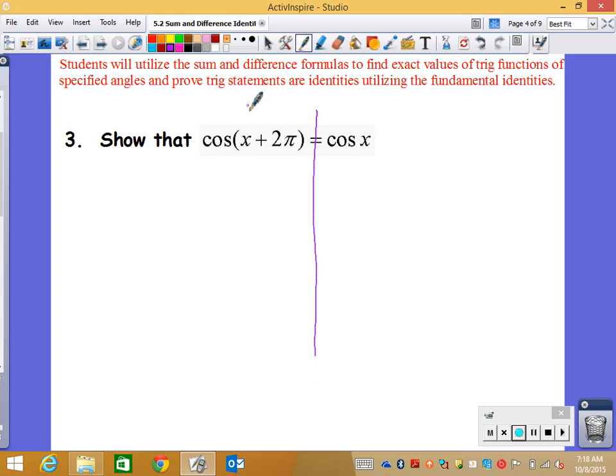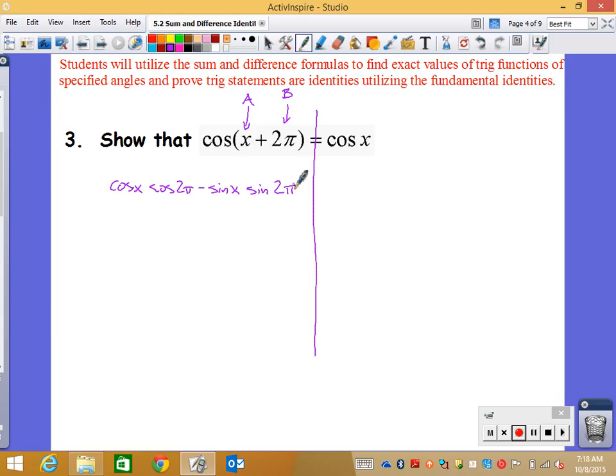Well, my first angle is x. So x is going to be A. That's my A angle. And my 2 pi, that's going to be my B angle. So let's just plug those two things into my identity. So this becomes the cosine of A, or cosine of x, cosine of B, or cosine of 2 pi, minus sine of A, which is x, sine of B, which is 2 pi.